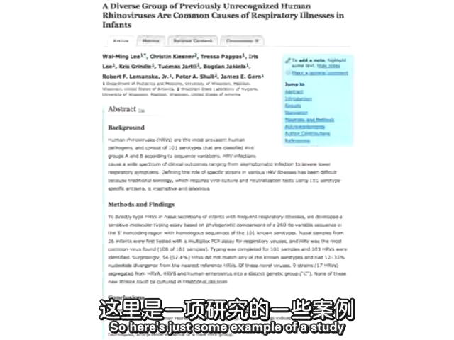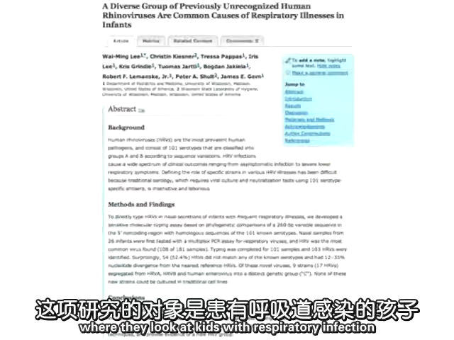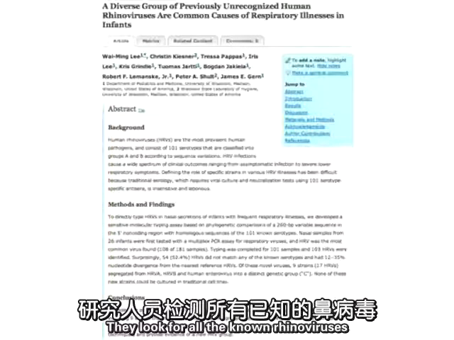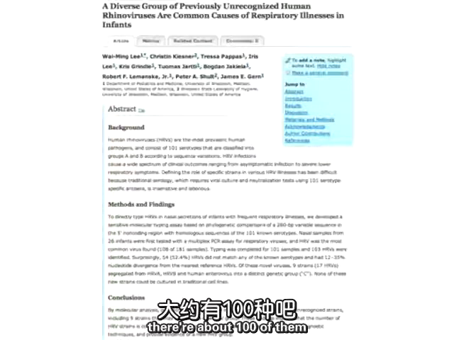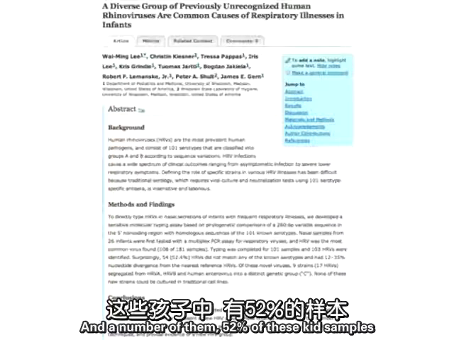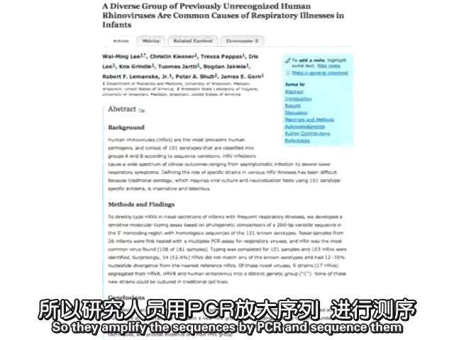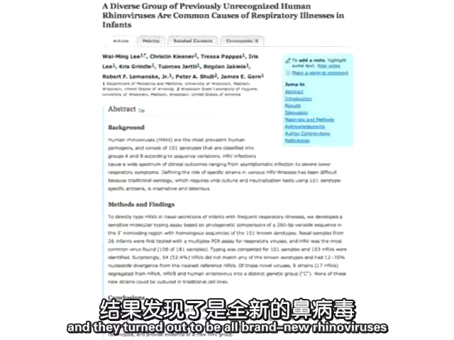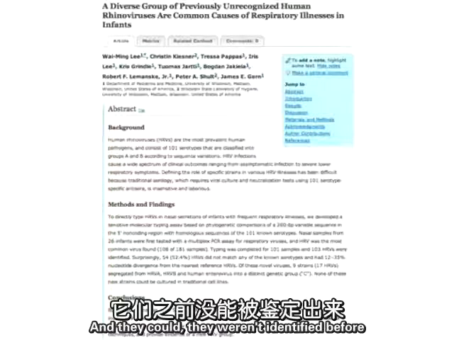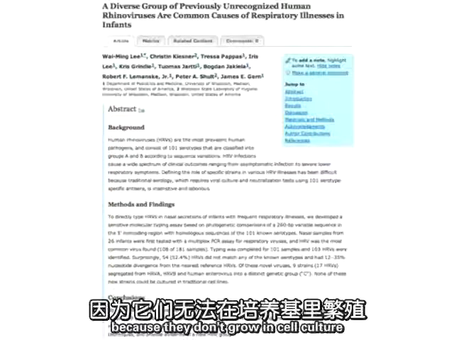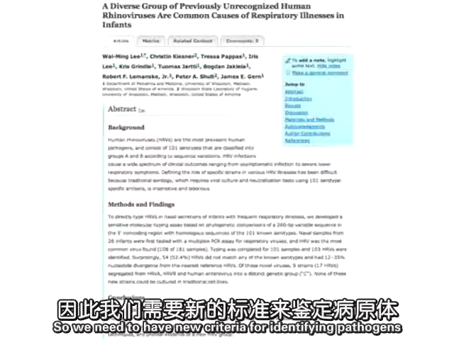So here's just an example of a study where they looked at kids with respiratory infection. They looked for all the known rhinoviruses. There were about 100 of them. And 52% of these kids' samples didn't have any known rhinoviruses. So they amplified the sequences by PCR and sequenced them, and they turned out to be all brand new rhinoviruses. And they weren't identified before because they don't grow in cell culture. So we need to have new criteria for identifying pathogens.